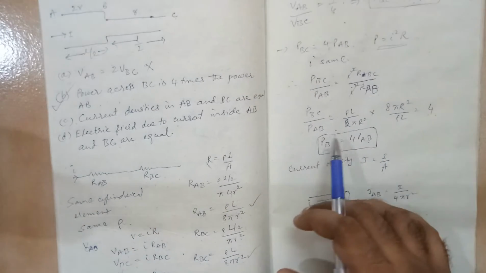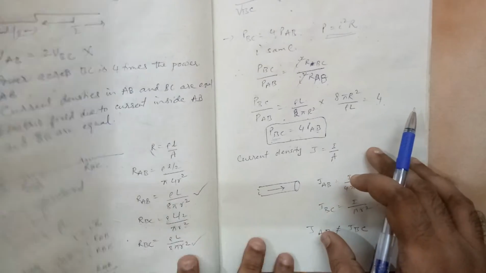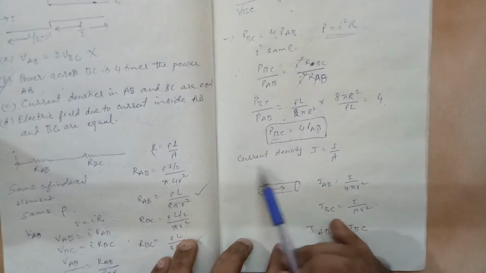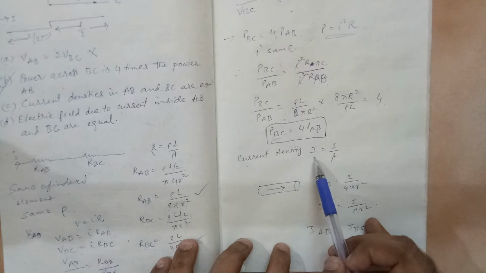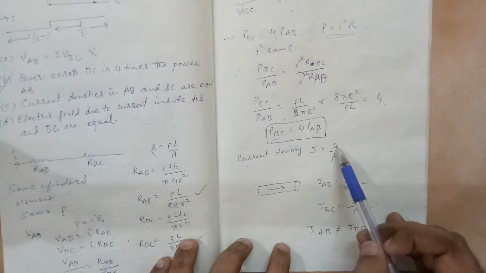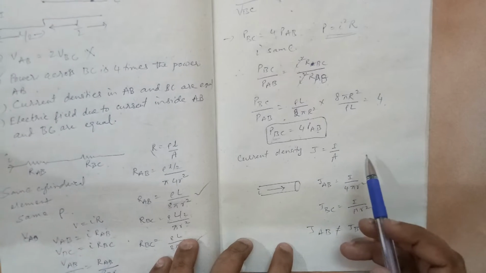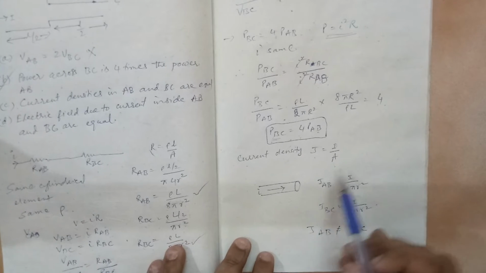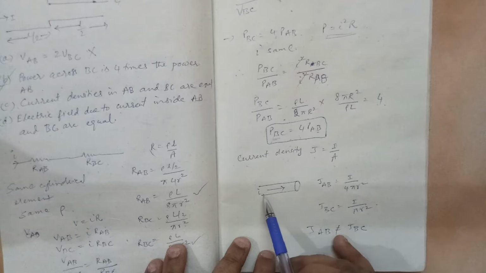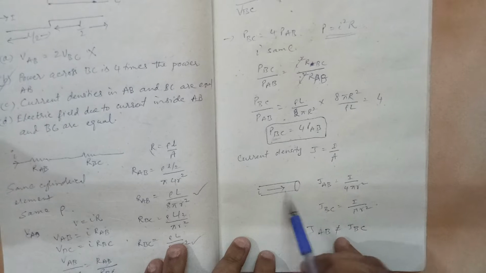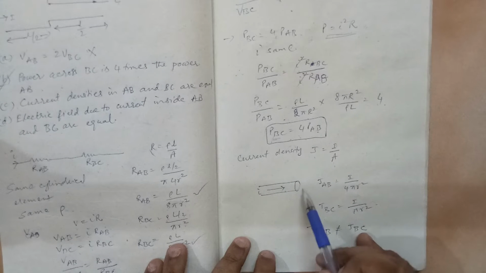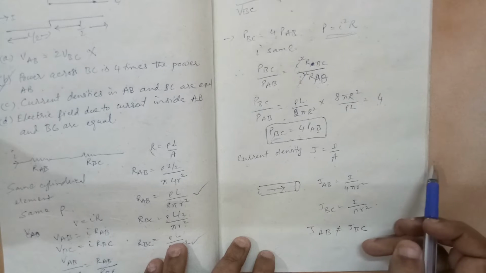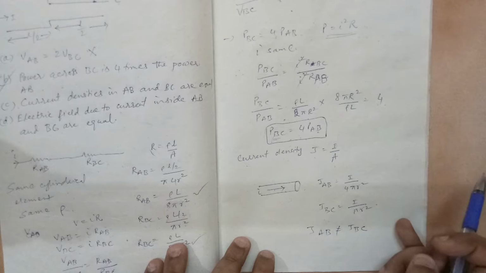Let us see the third option also. Current densities in AB and BC are equal. See, current density J is defined as current by area. Suppose there is a cylindrical section and some current I is going through that. If you want to find J, you have to take the I and divide by the cross sectional area. For a cylinder, the cross sectional area will be a circle.